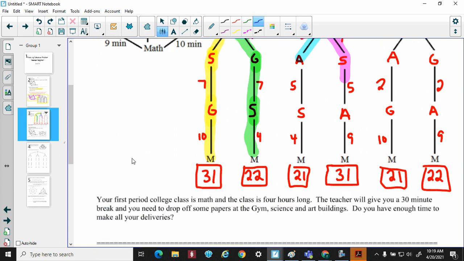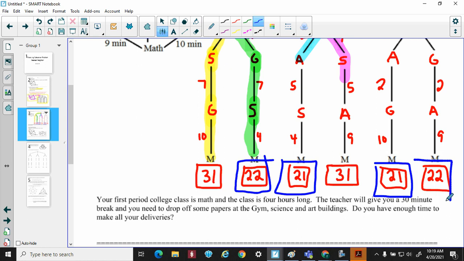Now, from here, let's go ahead and answer a question. Your first period college class is math, and the class is 4 hours long. The teacher will give you a 30-minute break, and you need to drop off some papers at the gym, science, and art. Do you have enough time to make all your deliveries? Well, based off of this, you do have time. You could go this route, this route, this route, this route. So based off of what you created, you have information that backs up the fact that yes, you can make all your deliveries and get back in time before the teacher starts teaching again after break.